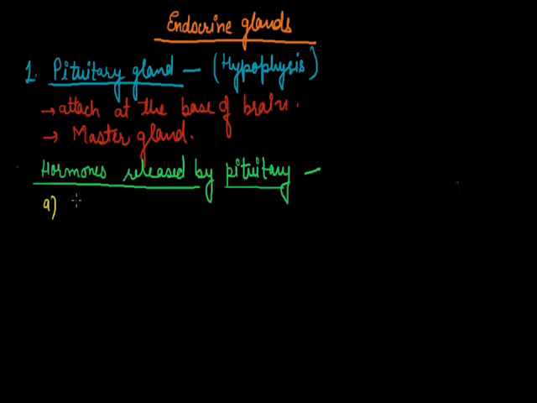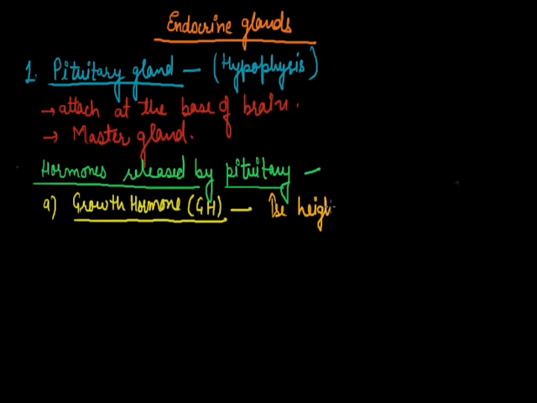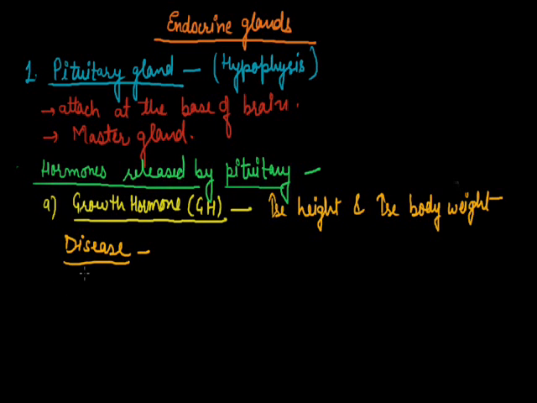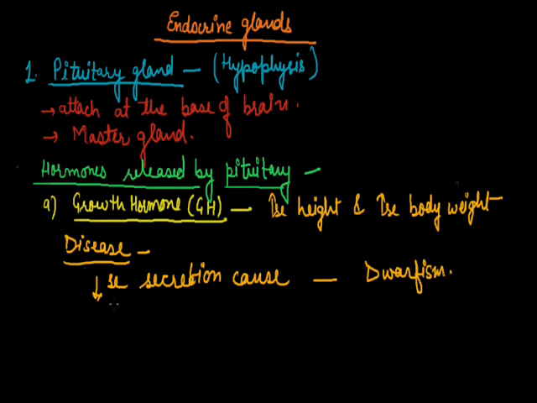The first hormone is growth hormone, also known as GH. This promotes body growth, that means it can increase height and body weight. During childhood, if this one is decreased, then the disease is known as dwarfism. Decreased secretion causes dwarfism, and increased secretion in childhood causes gigantism.